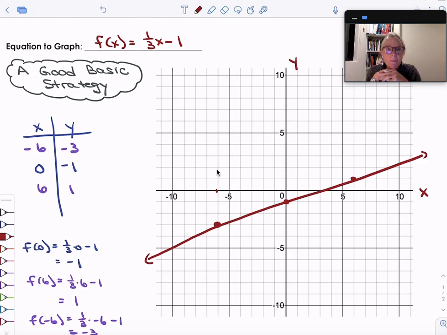All right, mathematicians, great basic strategy. You can graph anything this way, so go give it a go. All right, see you in a bit.